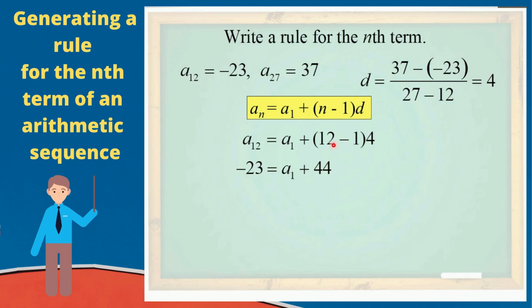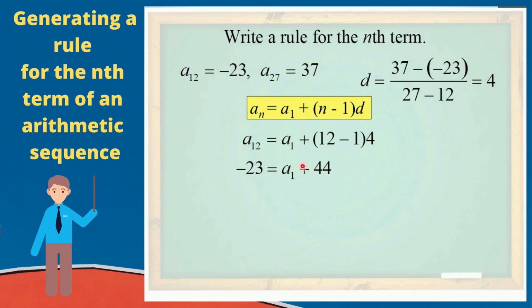Okay, what is 12? 12 is the value of n, the value of the subscript of a sub 12. So that is the value of n. Quantity of 12 minus 1 times the common difference, which is 4. And that is equal to 44. 12 minus 1 is 11, times 4 is 44. So we now have negative 23 equals a sub 1 plus 44.